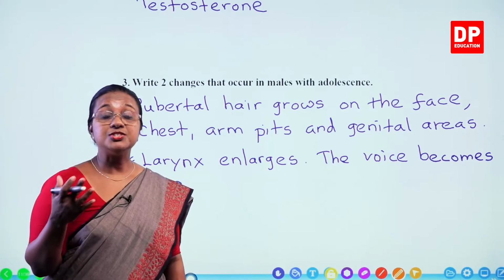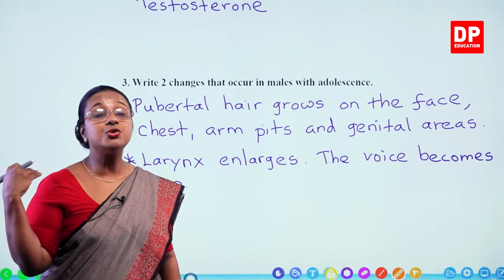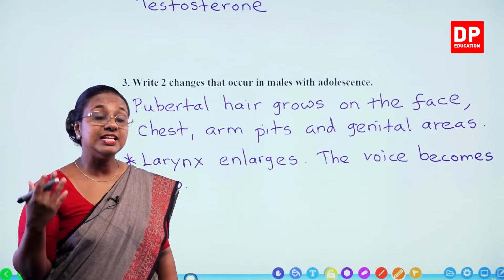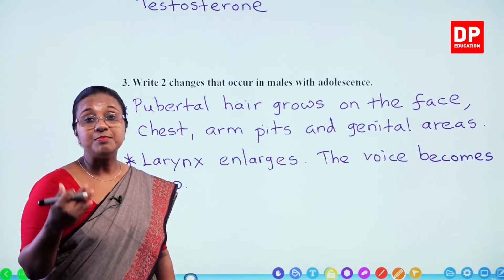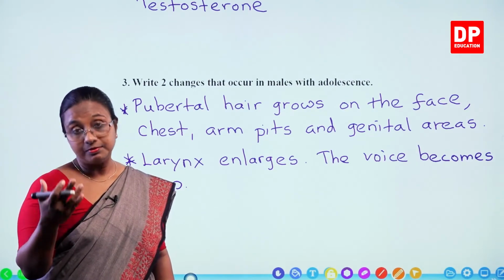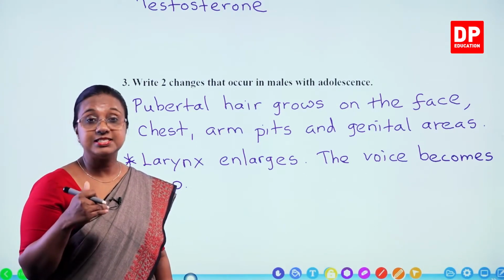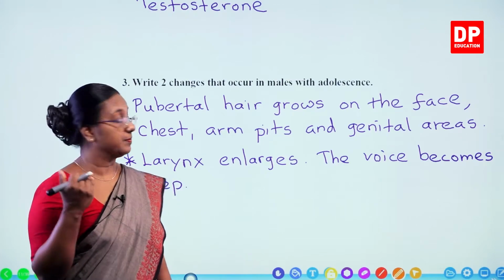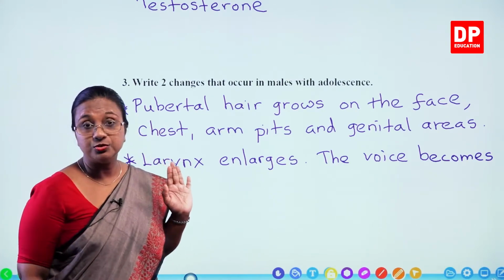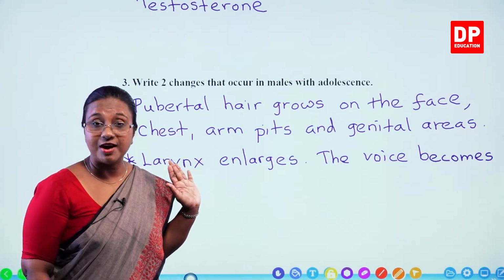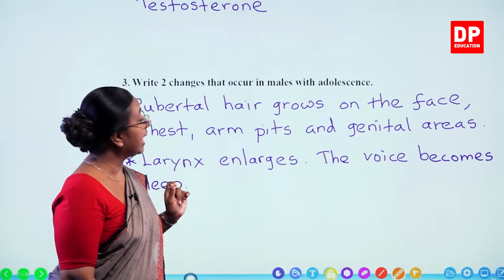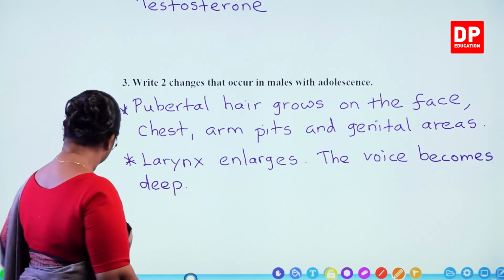In addition to this, you all can also say the shoulders become broad, the genitals grow larger, bones and muscles grow faster, the growth of body is accelerated, and also the testes start to produce sperms. So you can write any of the 2 changes. I am sure you all would have answered this correctly. With that, we will move on to the next question.